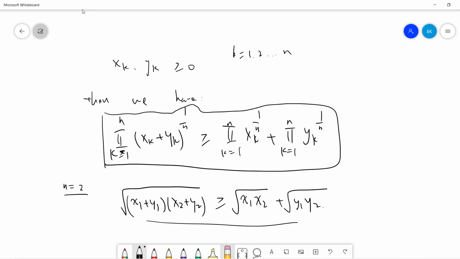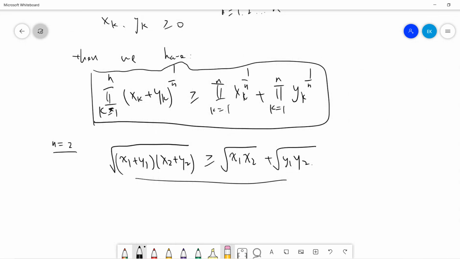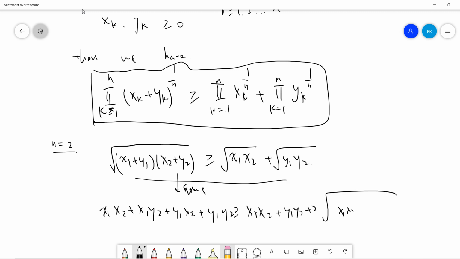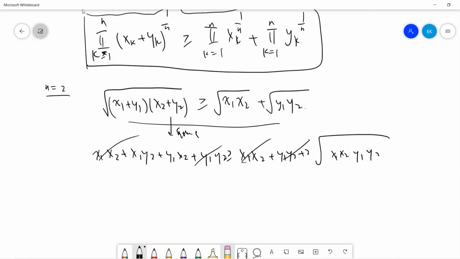Okay, is it correct or not? We need some time. Suppose I want to check this. I know both sides are positive, so hopefully I can just square it. Then we get x1 x2 + x1 y2 + y1 x2 + y1 y2, which should be greater or equal to x1 x2 + y1 y2 + 2 times the square root of x1 x2 y1 y2. You see these terms can cancel, so the left is x1 y2 + y1 x2, and the right is 2 times the square root of x1 x2 y1 y2.